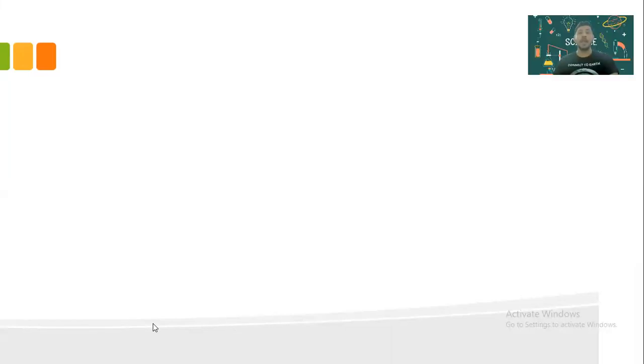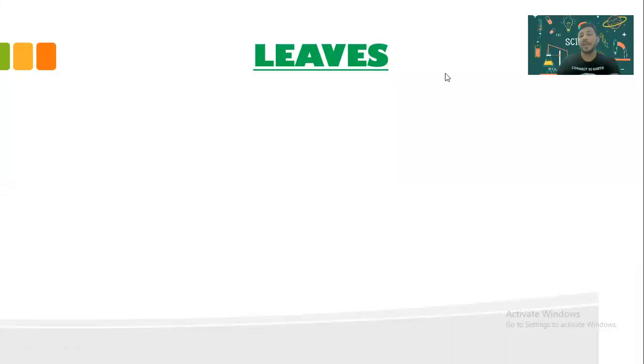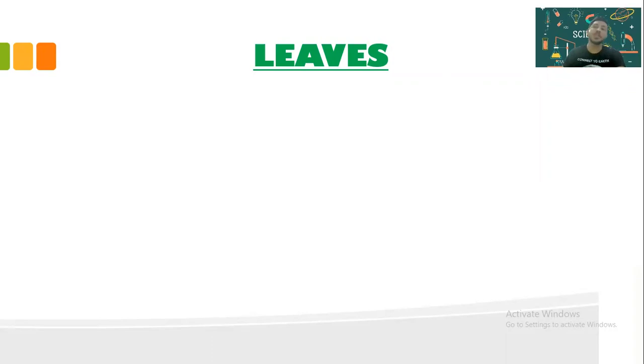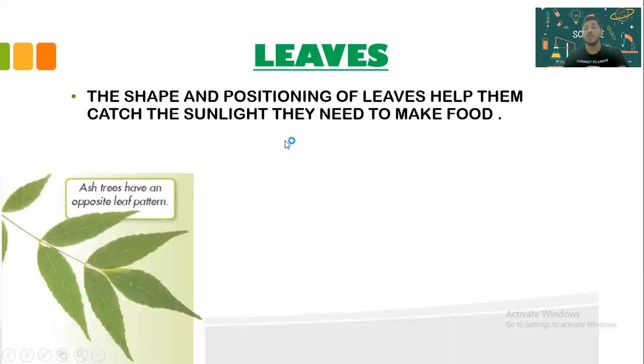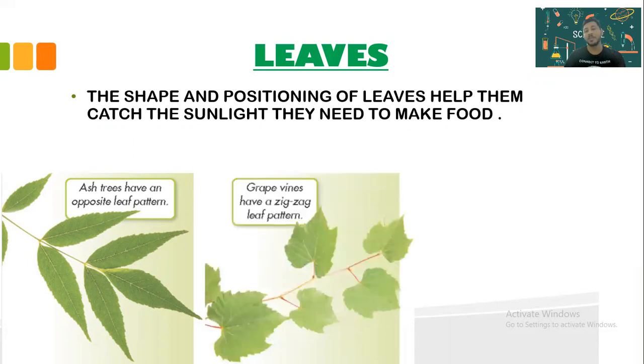And right now, my friends, we're going to talk about parts of plants and the different shapes they have. First, we are going to talk about leaves. Leaves are like a kitchen for a plant, because that's where the food is made. Leaves have different patterns with different shapes. The shape and positioning of leaves helps them to catch the sunlight they need to make food.